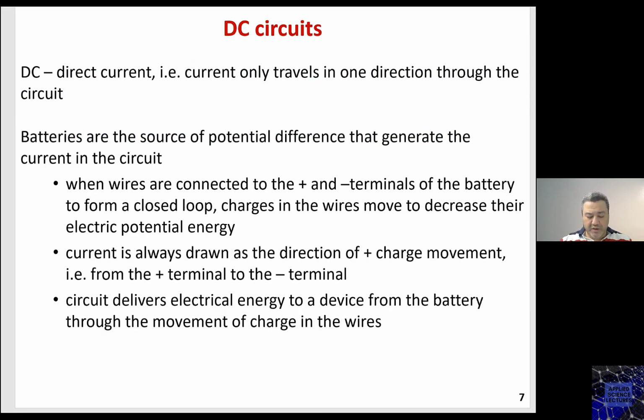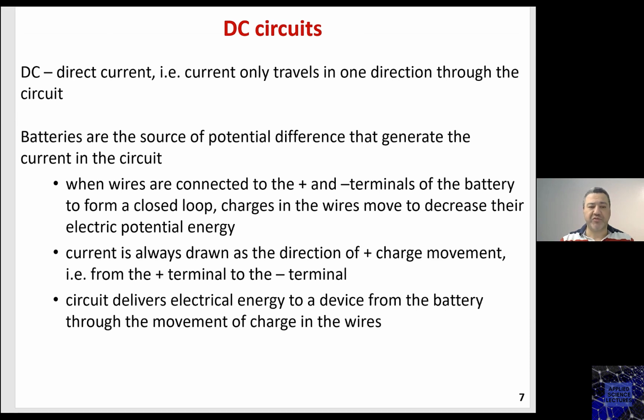Let's now introduce the DC circuits that will be using those components for the analysis. In DC circuits, we're only dealing with currents that travel in one direction. So charges are only traveling in one direction, and this is why we call it direct current. Sources that are used in DC circuits are batteries, for example. There are voltage sources that can generate potential difference, and they also generate a DC current, a current that flows in one direction.